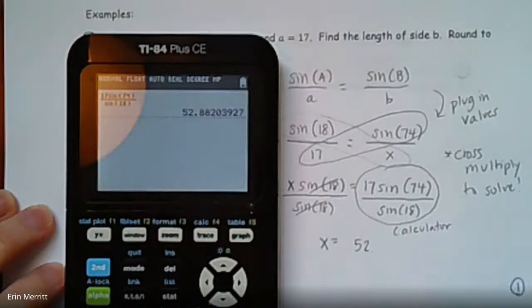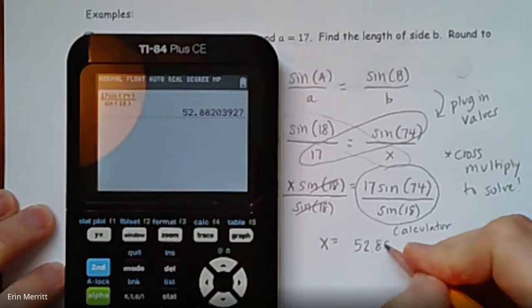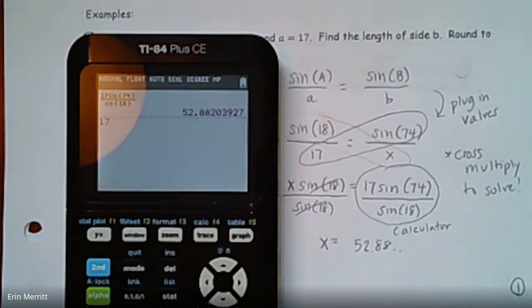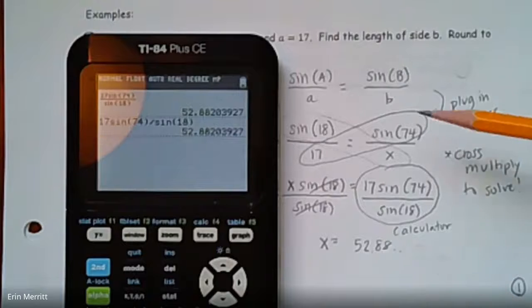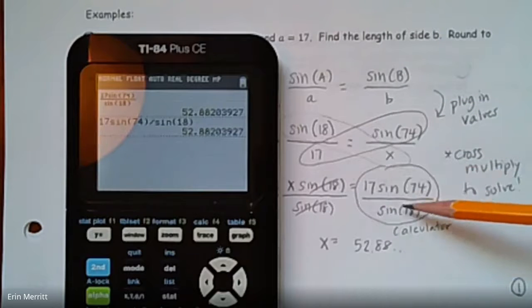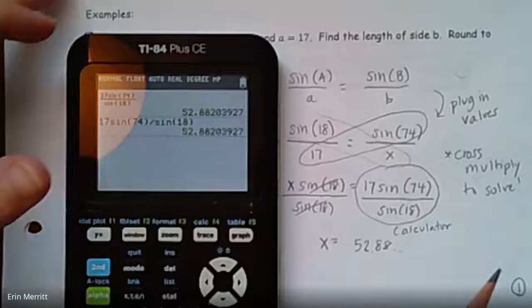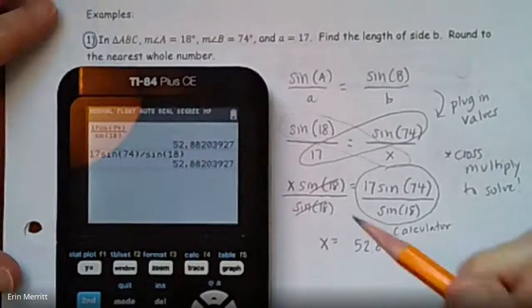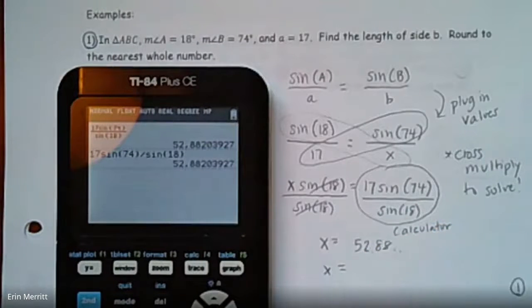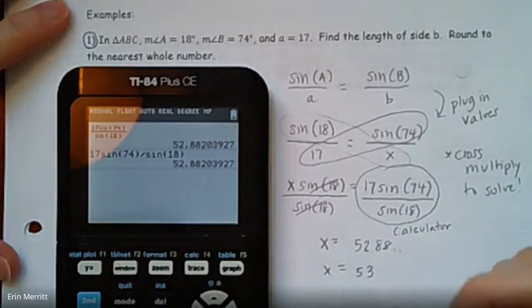Now, if you don't have the n over d, you can literally type it in as just 17 sine 74, and then divided by sine 18. It will work just fine. But sometimes you just feel better having it match exactly how it looks. So that's it. You set it up, you cross multiply to solve. Once you get x completely alone, throw it in the calculator, and this one says round to the nearest whole number. So x should come out to be 53.